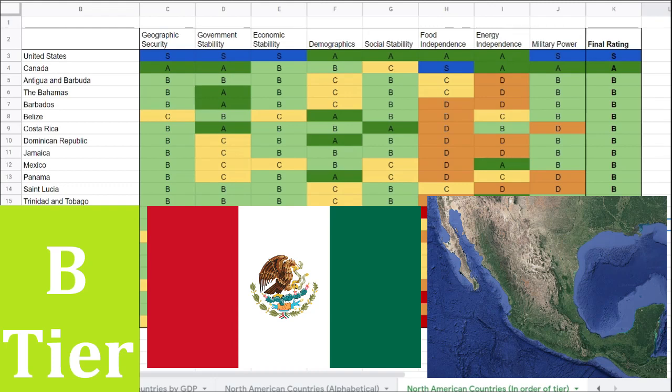Geographic security for Mexico is B. Why? Well, there's jungles on the eastern end of the country, so that's pretty good. There's desert on the northern end of the country, so that's pretty good. Capital surrounded by mountains, pretty good. Why isn't it an A tier then?